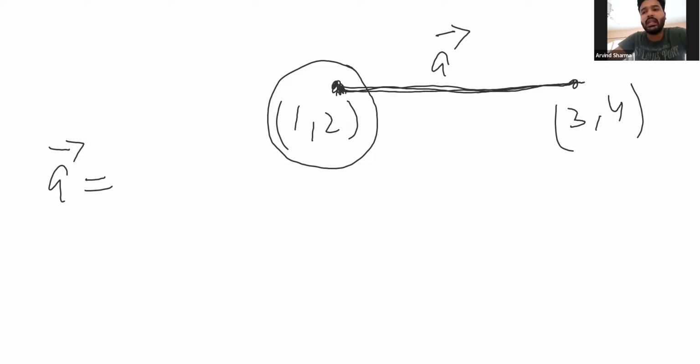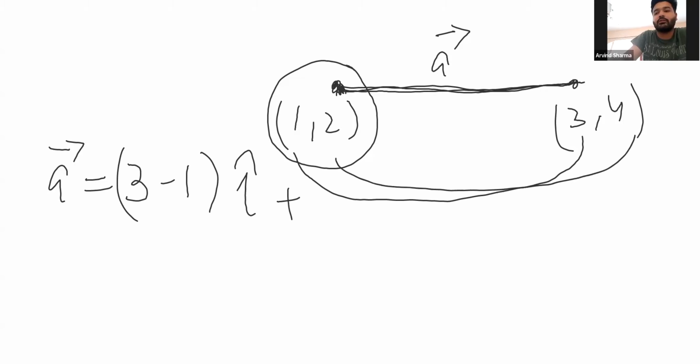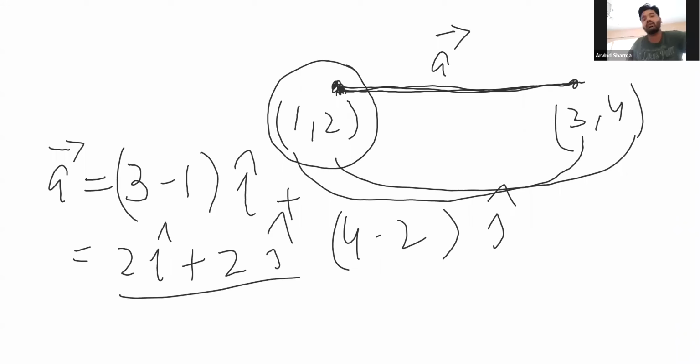Now, if you want to find the vector, you just have to subtract 1 from 3, that is 3 minus 1, i cap, plus 4 minus 2, j cap. So you will get 2 i cap plus 2 j cap. So this is how we can represent a line when we are going from this point to this point, as a vector A, by subtracting the x from the x and the y from the y point, right?